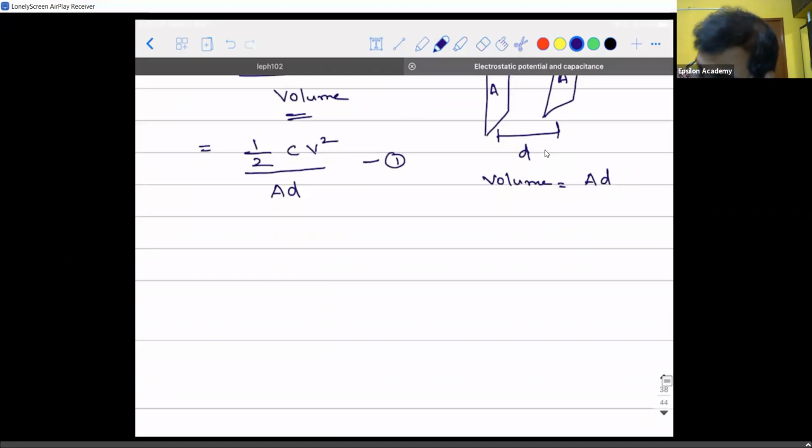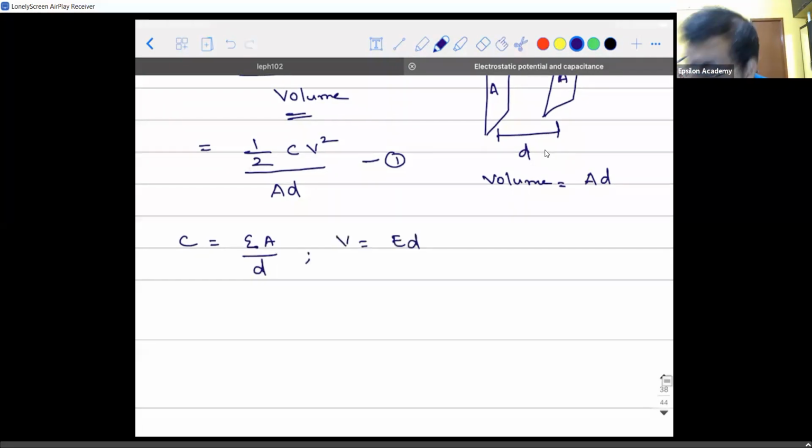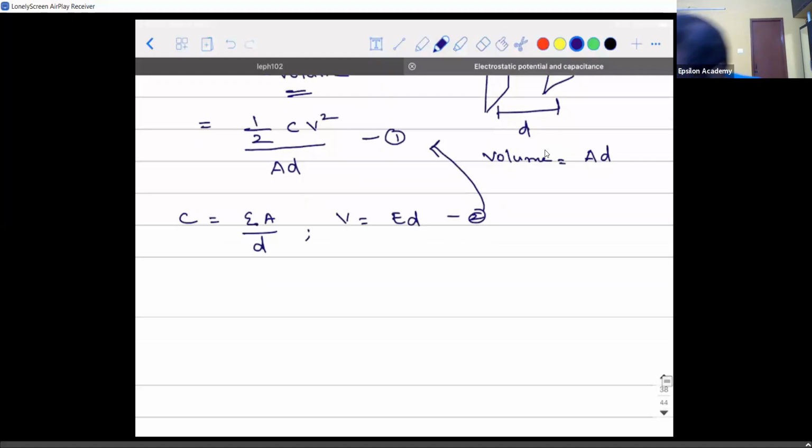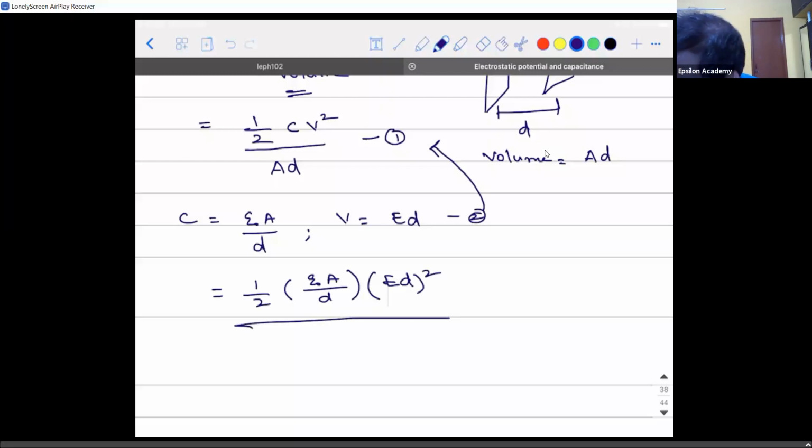Now tell me all the values, guys. What is the value of C? C is equal to epsilon naught A divided by D. Again, this is only for a parallel plate capacitor. V is equal to E into D. I hope this point has got registered in your mind. This comes from the concept of potential gradient. Calling this equation 2, I will take 2 and substitute it in 1. So this will be half into, in the place of C, epsilon naught A divided by D, into, in the place of V, E into D, the whole square, the whole divided by A into D. I hope there is no doubt.